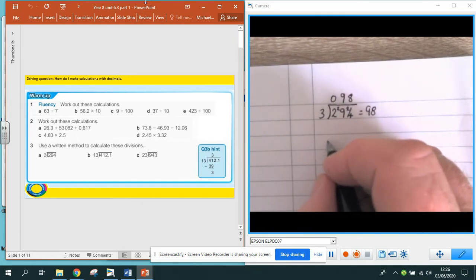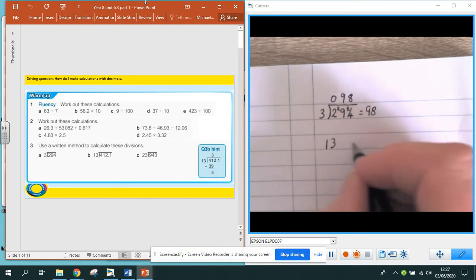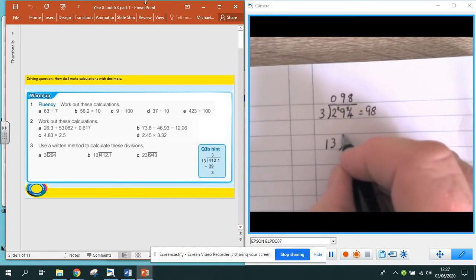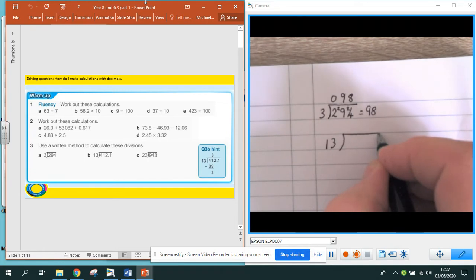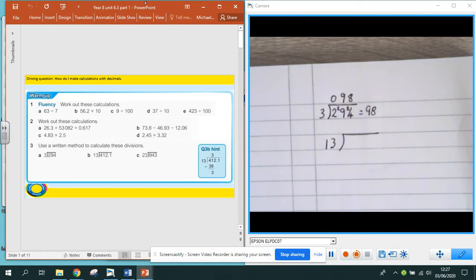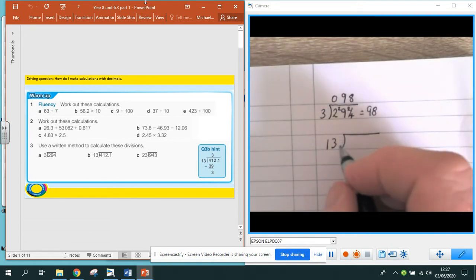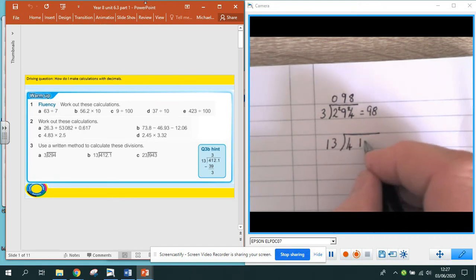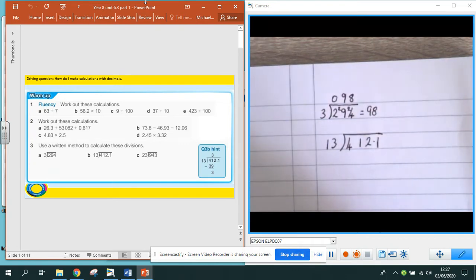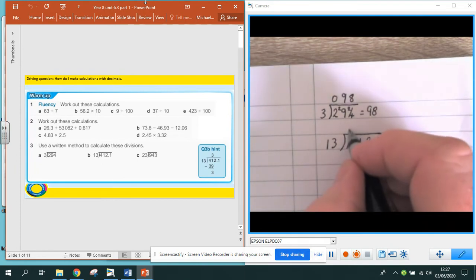The next one, now our knowledge of the 13 times table probably isn't as good. So this is where that hint comes in. And if you notice on the hint, it says that 41 take away 39 is 3. It's 2. So they've made a bit of a mistake there. I don't really understand how that's got through, but never mind. So, 412.1. Now, how many 13's in 4?